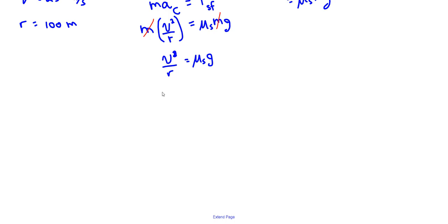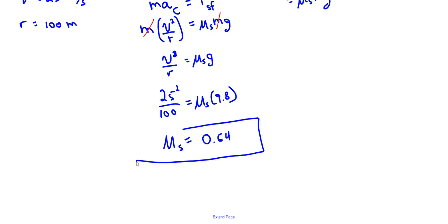Ready to sub in and find some stuff out here. We'll say our speed is 25 squared, our radius is 100 meters, our coefficient of static friction times 9.8. Now I'm just going to skip a little bit of the math here. We're going to take 25 and square it. Then we're going to divide that by 100. And then we're going to divide both sides by 9.8 to get rid of that 9.8 on the right. And we'll be left with our coefficient of static friction, which is going to be 0.64. We'll put a box around it. That's rounded off to 2 sig figs. So it's good to go.